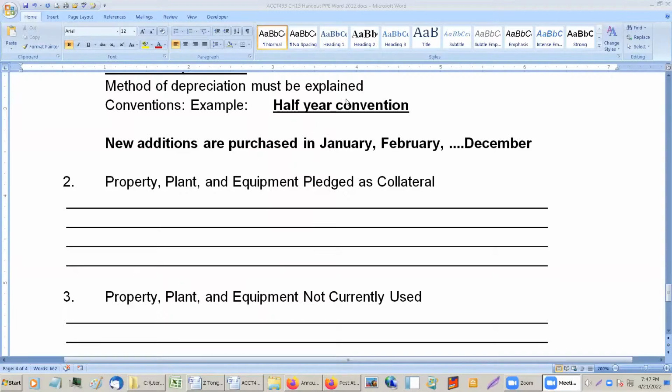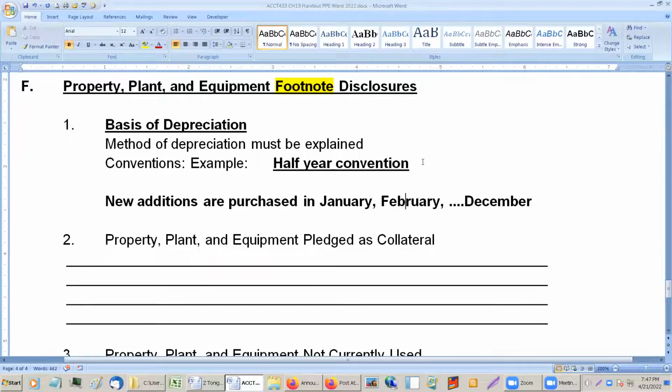And go on. So a lot of times those conventions are in there, especially for things that have a large amount of purchases, like UPS trucks. I don't know how many UPS trucks they buy a year, but it's a lot, I'm sure. So I would be surprised if they didn't use a half-year convention. We buy some in January, we buy some in December, and all the other months in between. So on average, half a year. That's one of those things that there's nothing wrong with doing, and it's systematic and it makes sense, but you have to disclose it.